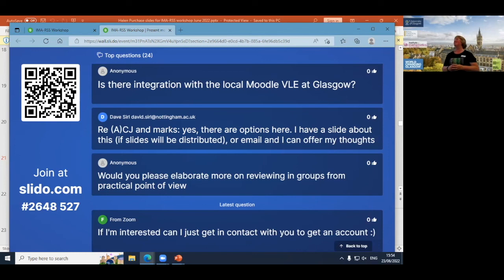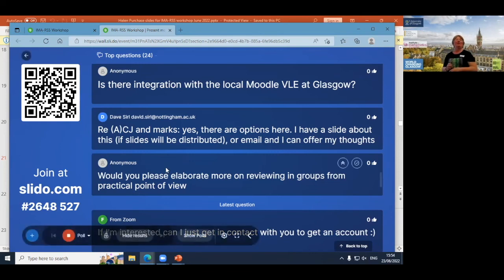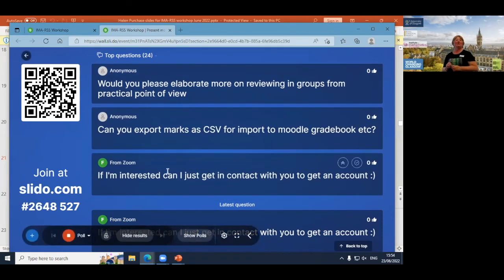So any other questions? Is there more on Slido? Okay, the one I'm interested, can I get a contact? Yes, just email us and we'll give you accounts. Easy peasy. If you're from the University of Glasgow, send us your GUID, it'll make it easier for us.